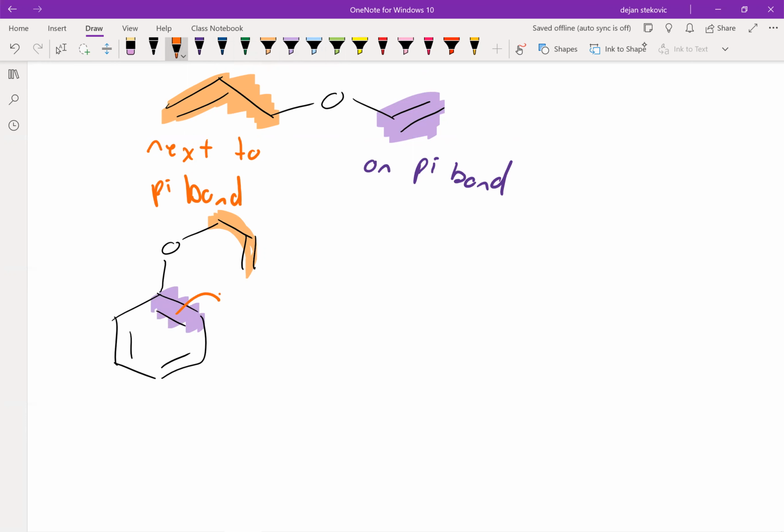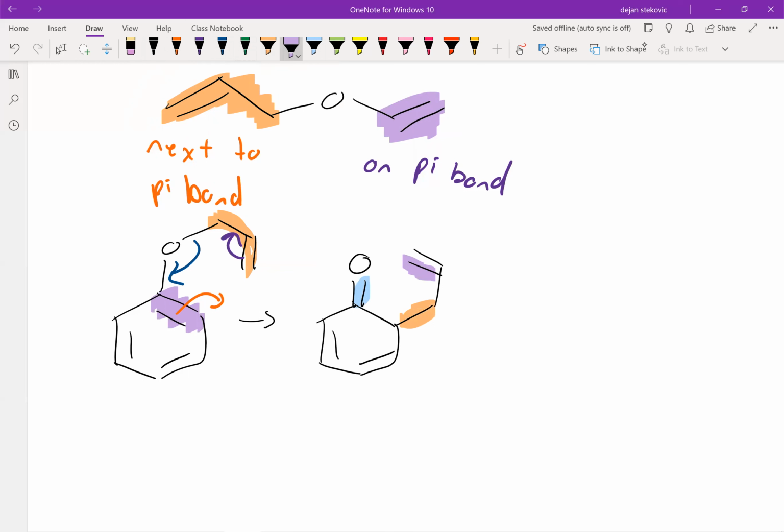And so we can bounce this pi bond over here to form a sigma bond, bounce this pi bond up here to form another pi bond, and then bounce this sigma bond to become a carbonyl pi bond. And then what you get is this intermediate right here. Right, where this blue one came from the blue arrow, this one came from the orange arrow, and then this one came from the purple arrow.